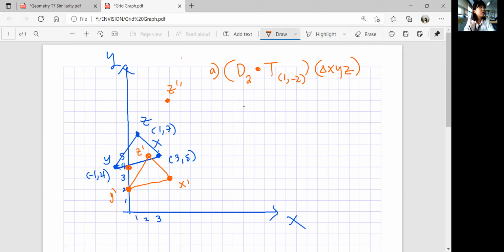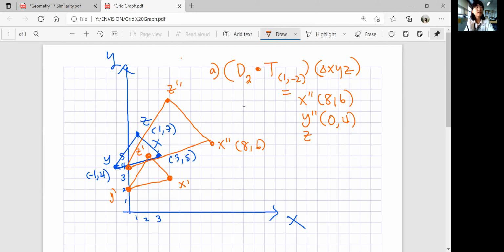And then vertically, you're going to go from here. We're going to go 3 units up because 3 times 2 is 6, and then 4 times 2 is 8. So it's (8, 6) for X''. You need to know the coordinate points. Y'' is (0, 4), and Z'' is (4, 10). Okay.